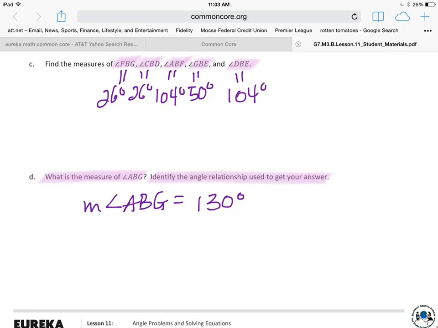The angle relationship I used was just the idea of them being adjacent, and you can add two adjacent angles together to get the measurement of the larger angle that they create together.